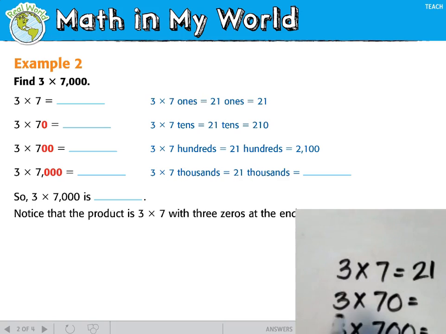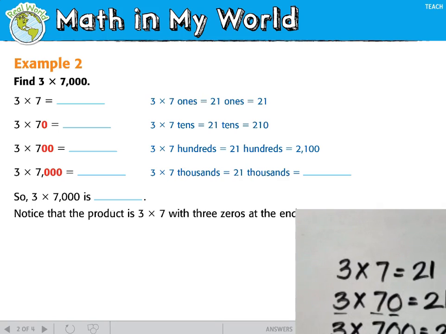So if I want to find 3 times 70, again I'm going to do my basic fact first. 3 times 7 is 21, and then add 1 zero, because really it's 21 tens. If I'm doing 3 times 700, I'm going to do 3 times 7, which is 21, and then add 2 zeros because it's actually 21 hundreds, so 2,100.